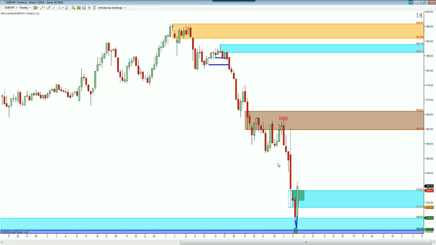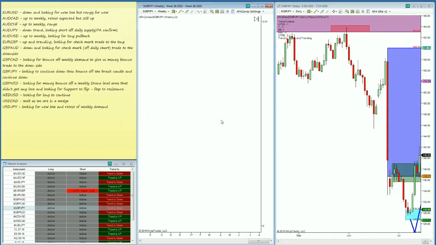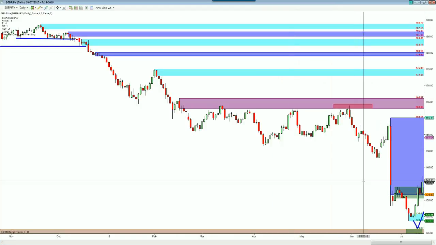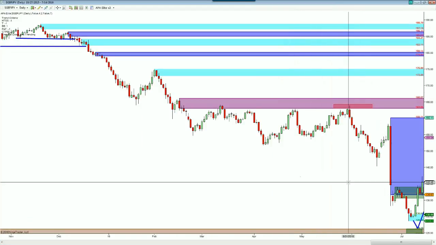It could go all the way back to the brown level. I don't know if it will or not, but we just don't know how far this thing is going to retrace before we see another push to the downside. Let's go over to the daily, see if we get any levels on it. And here on the daily, you can see this big level got formed on that Brexit candle.